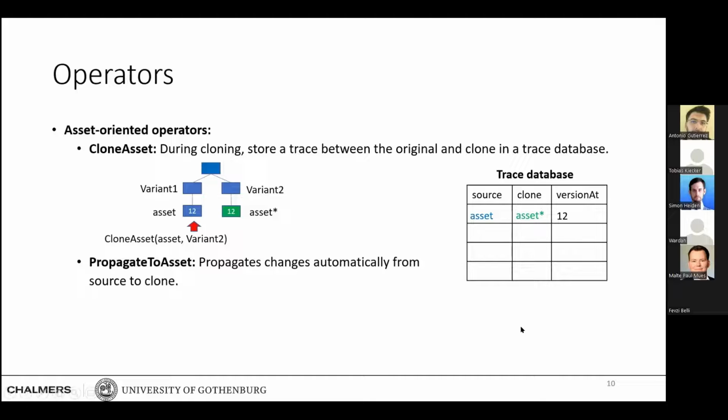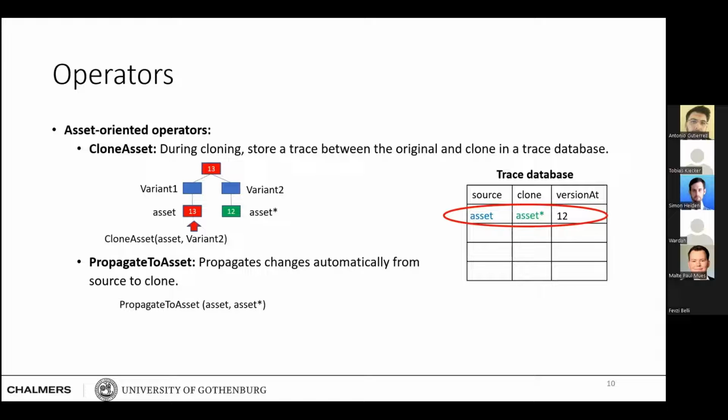Propagate to asset automatically propagates changes from a source to its clone. Let's assume that this asset, the cloned asset, is modified by the developers. Now, this leads to the global version being incremented and assigned to the affected asset. If the developers want to propagate this change to the clone, they would have to invoke propagate to asset. Propagate to asset would automatically traverse the trace database to find the trace at the space between the asset and the clone.